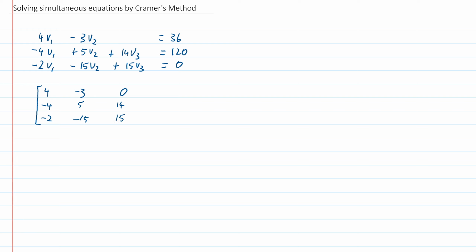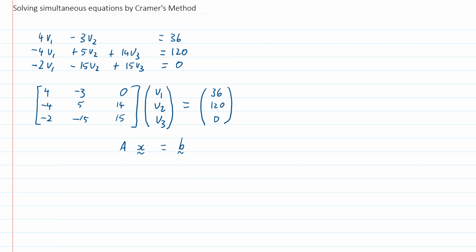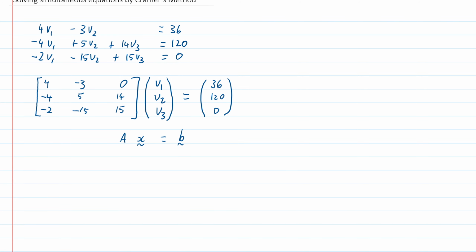And so once I have my system written as a matrix, I will do it as a full matrix equation just for clarity. So I have in particular this system here. These coefficients multiplied by this vector of unknowns is equal to this vector of constants. Now I could assign some names to this, so I could have A times vector x equals vector b. And then I can use Cramer's rule with this notation, or Cramer's method with this notation.